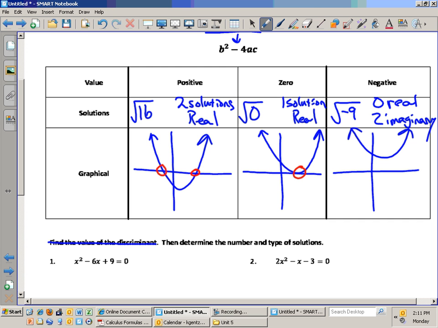So we want to look at the discriminant, tell what the nature of our solutions are, and then give the solutions. And that's our objective for today.